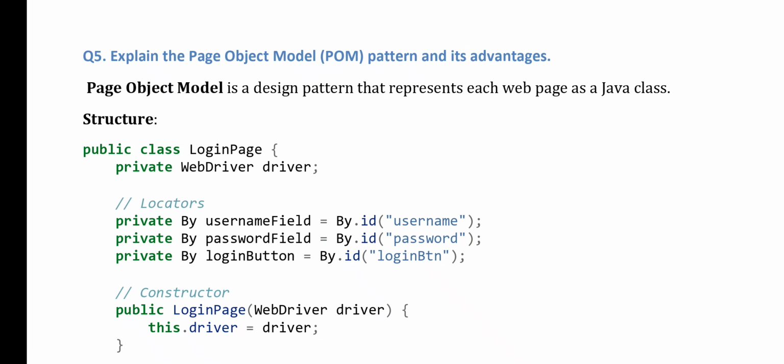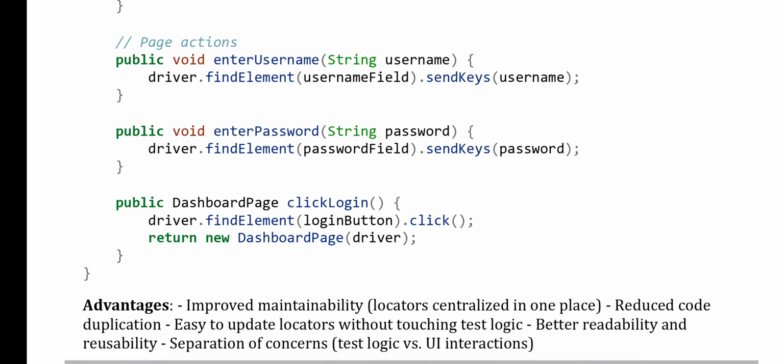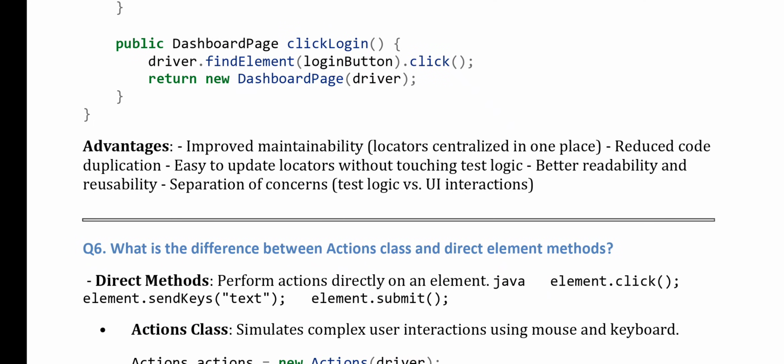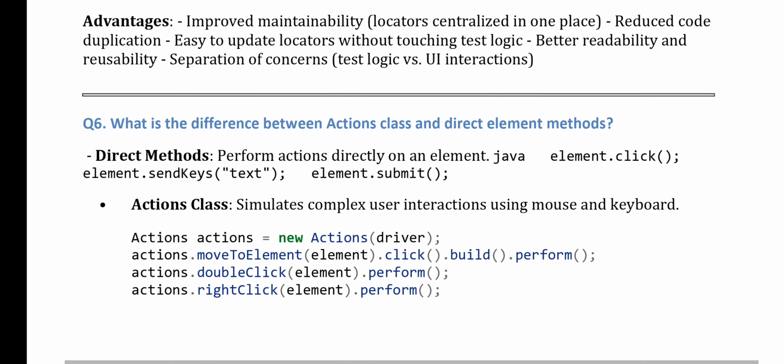Can you explain the page object model pattern and its advantages? As we know, page object model is a design pattern that represents each web page as a Java class. This is a sample structure for a sample page object model class. The advantages are that it improves maintainability and reduces code duplication. That's the core advantage, and there are other advantages like better readability and separation of concerns between the test logic and UI interactions. So you can explore my PDF.